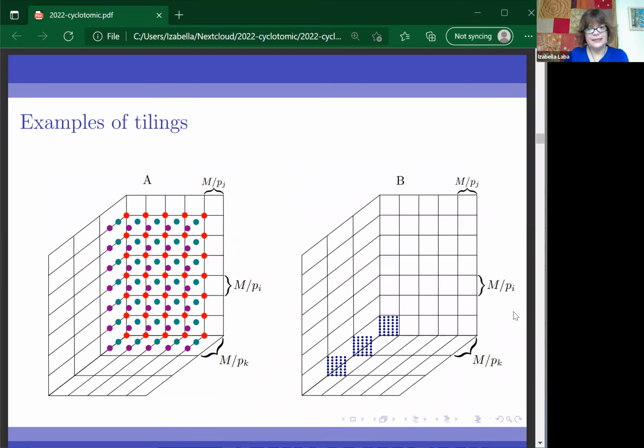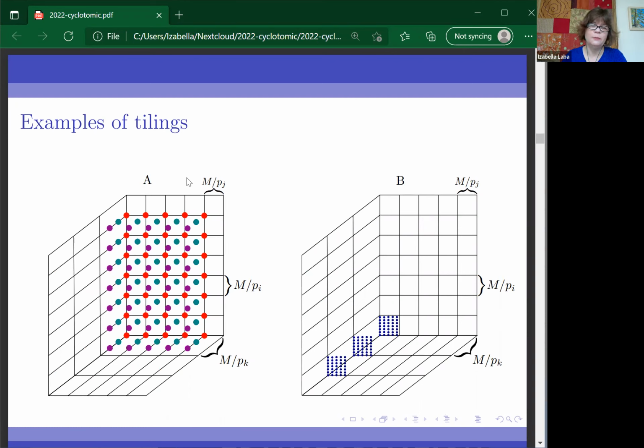Okay, here are some examples in 3 dimensions. In one example, A is a lattice in 3 dimensions, so the whole picture on the left is A. I just use different colors to indicate different layers of it, and B is the set on the right. And then we can also check that that is a tiling.